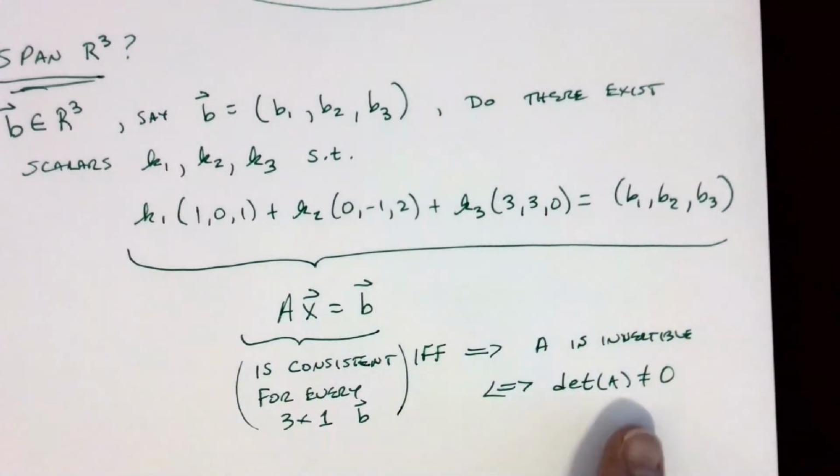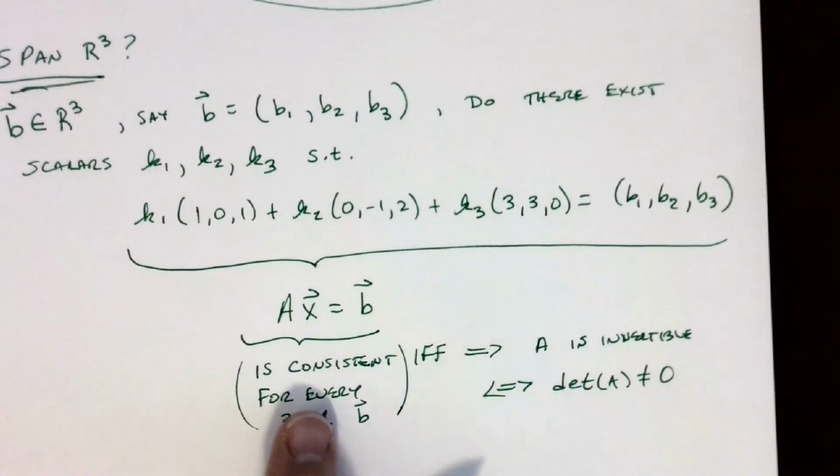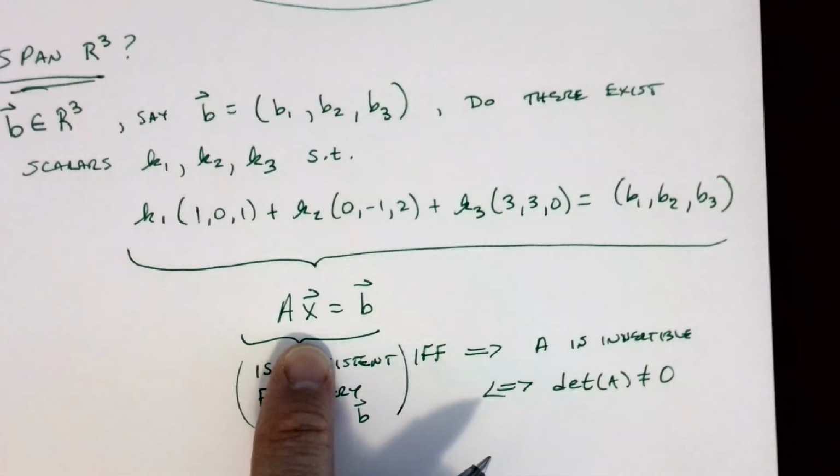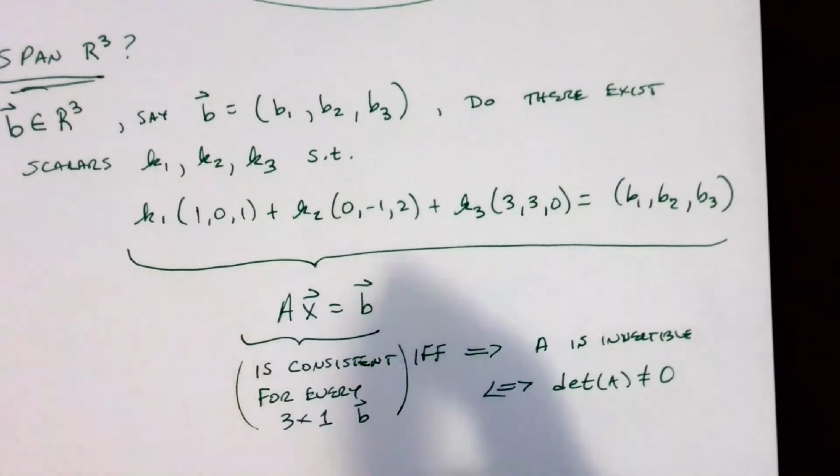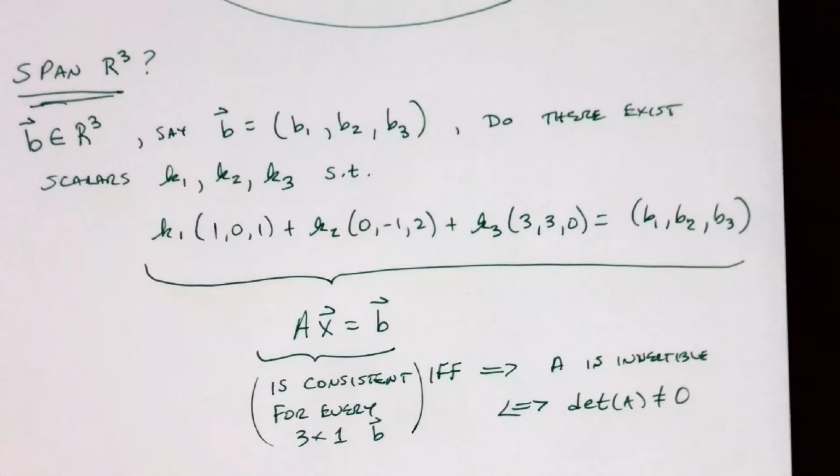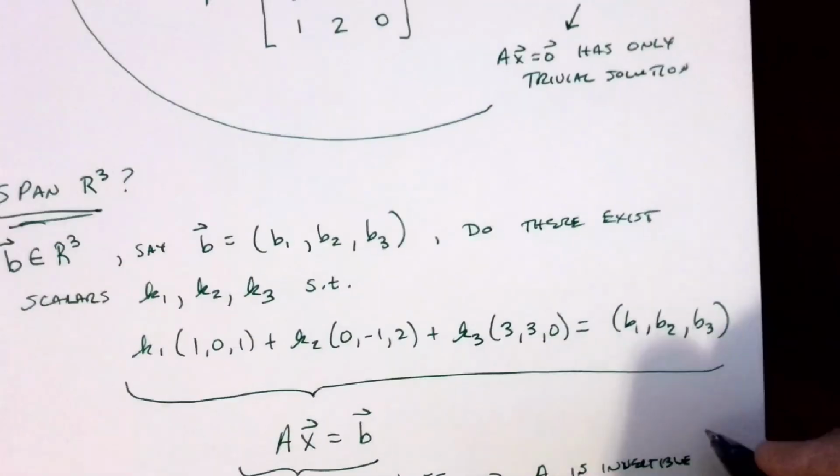Right? So if the determinant of A is not equal to 0, A is invertible, and this system is always consistent. And we know how to solve the system. We've talked about that, and we'll talk about that some more. But, right? That tells me what? We span the space.